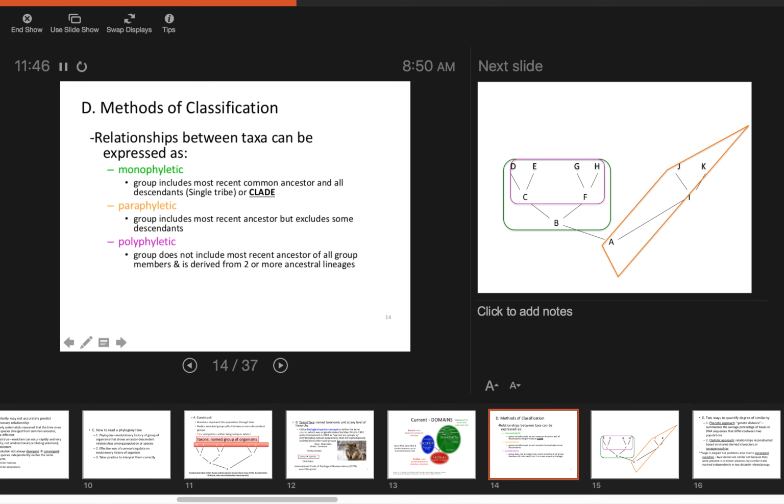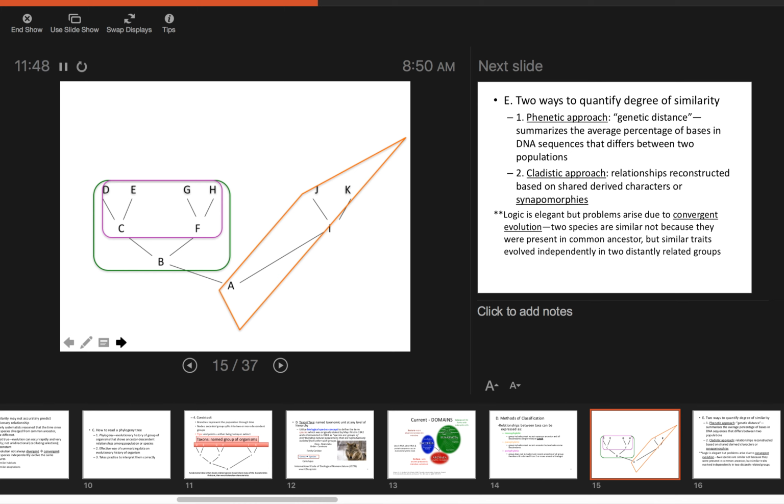So monophyletic is in green. So this could be considered monophyletic. There's lots of ways to draw monophyletic. You could do this, or you could do this, or you could do this, or you could have done this. But there's more than one way. Could you circle just the whole thing? Yes, you could circle the whole thing.